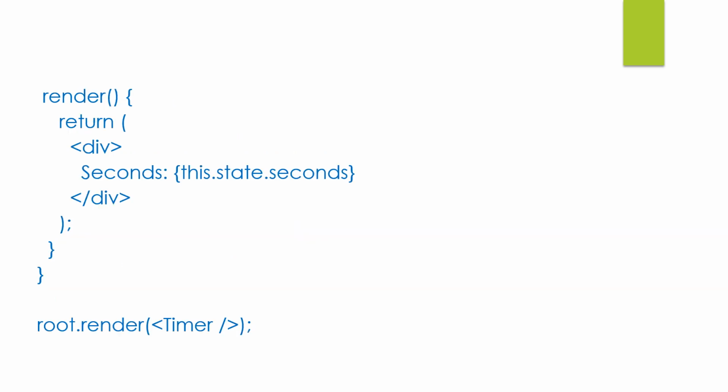Whenever you want to display some message, as we discussed earlier, we are going to use the render method. By using the render method, we can display the content in our browser, and it returns the HTML code. Here we are going to display the seconds whenever you call this Timer component. How would you call the Timer component? By using the root.render, and we are calling the Timer component. Whenever you call the Timer component, the value for the seconds will be displayed over here.